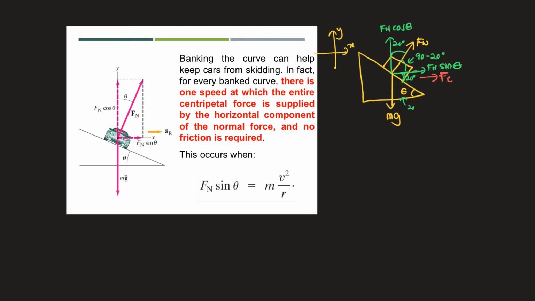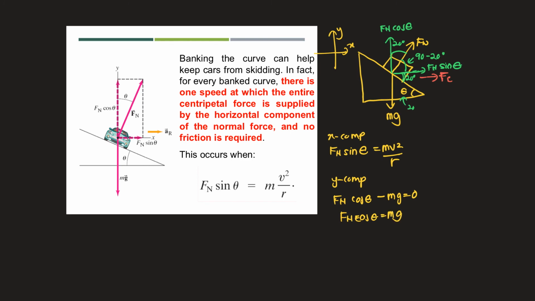So the equation for the x component is Fn sin theta equals mv squared over r. The force responsible for producing the centripetal force to make the car move in a curve is Fn sin theta. For the y component, the equation is Fn cos theta minus mg equals 0, because it doesn't move upward. Therefore, Fn cos theta equals mg.